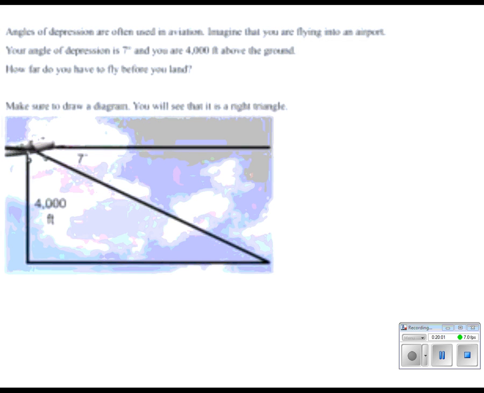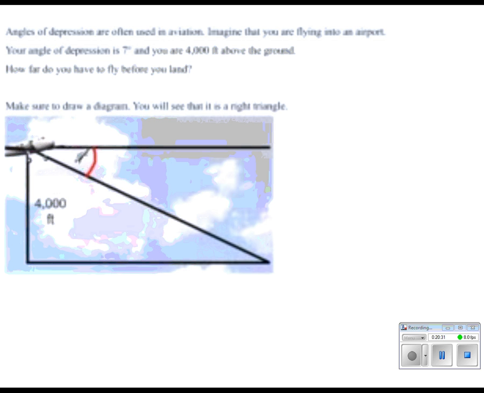Now here is one. If we're lucky enough to be a pilot, it says the angle of depression is often used in aviation. Imagine that you are flying into an airport. Your angle of depression is 7 degrees. So as we are this pilot flying in, our angle of depression is 7 degrees. And through our instruments, we know that we are 4,000 feet above the ground. How far do we have to fly before we land?